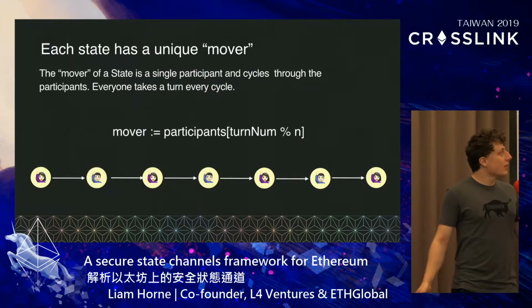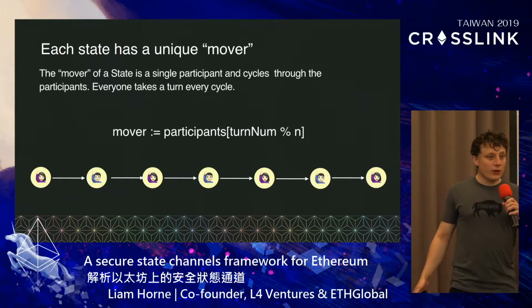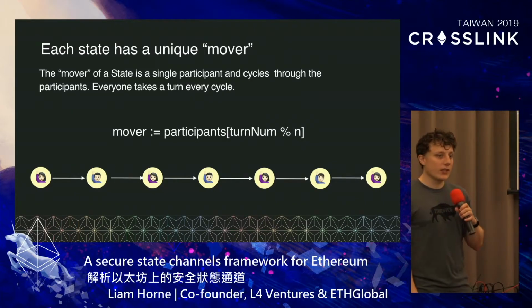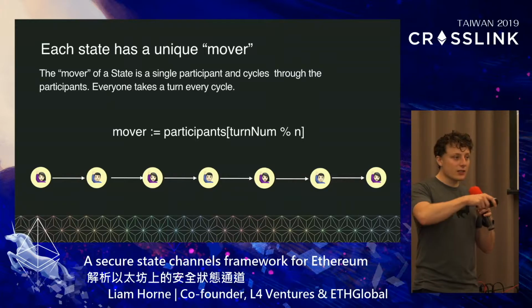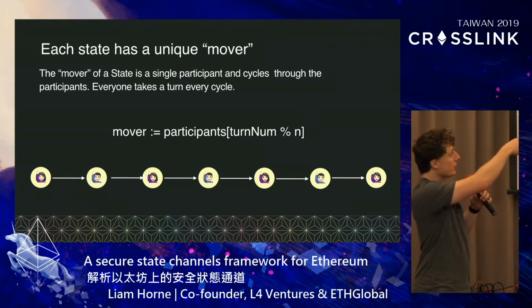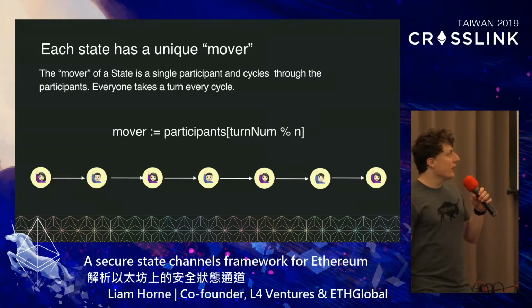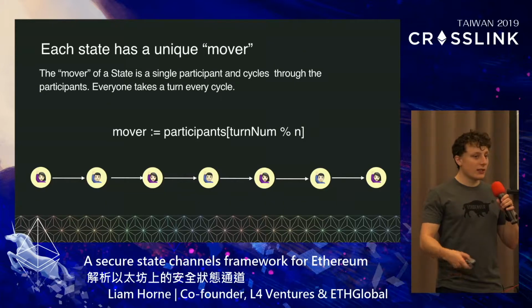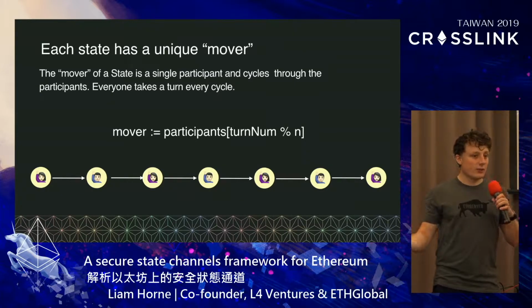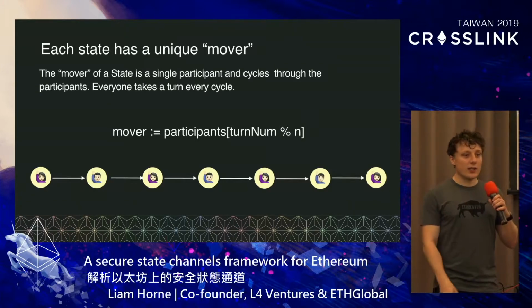So another interesting component of the state channel protocol that I've glossed over, but is kind of unique to the way that we've designed the system here, is that each state is signed by just one person. And the way it works is each state has a particular person that's expected to sign it. And you can use this formula to calculate it. It's basically the participant at the index of the turn number modulo the length of participants. So this is a fancy way of saying you take turns.